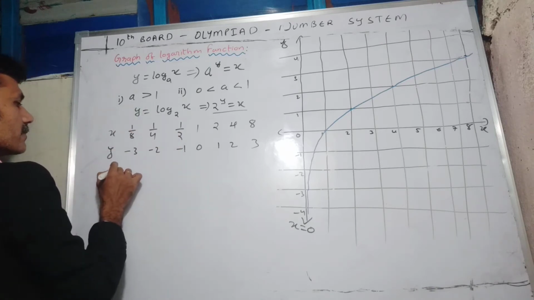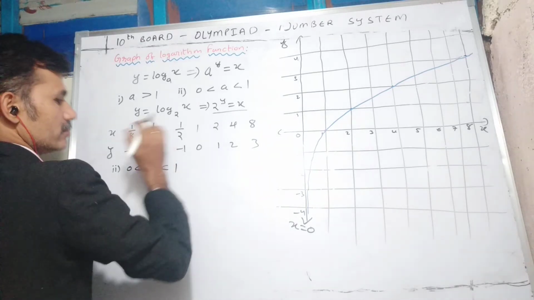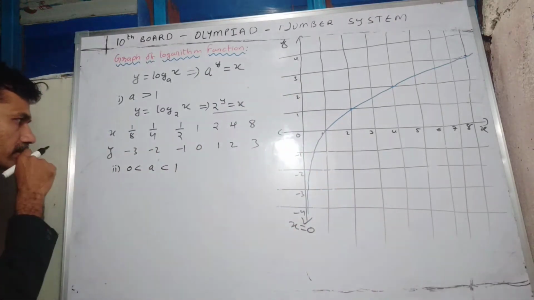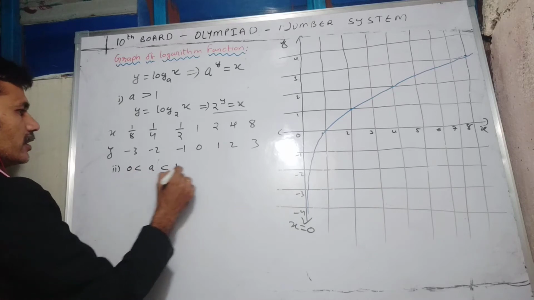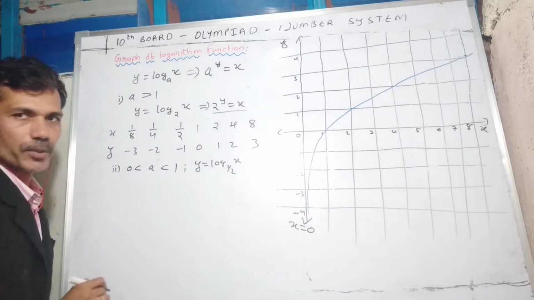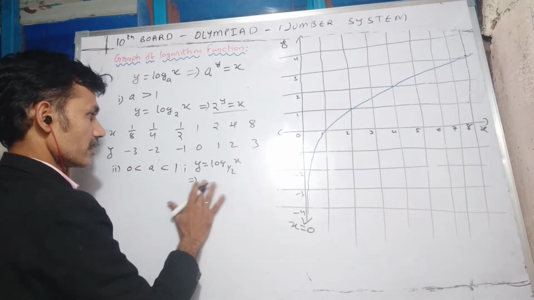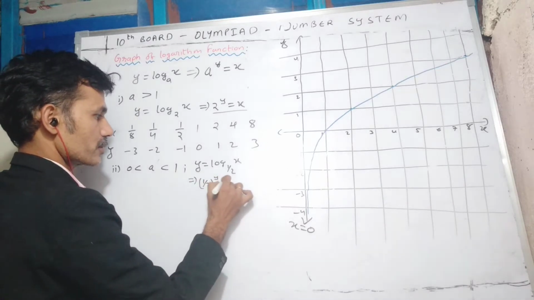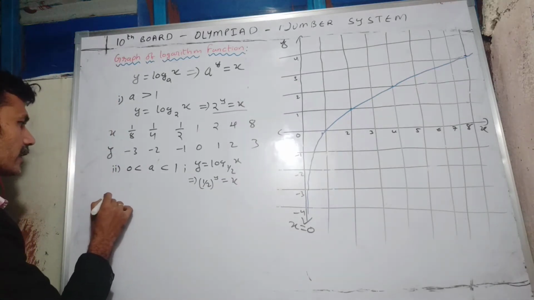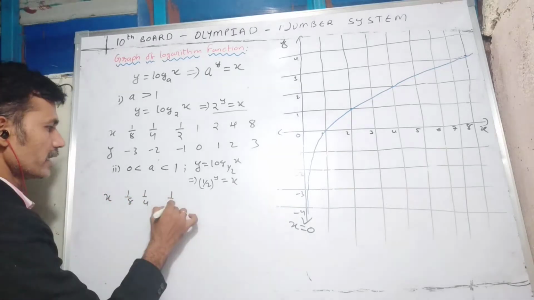Now I am doing the second case, 0 less than a less than 1. Now I will take the base as a proper fraction. What can I take? y equal to log base half. It is a proper fraction, no? That implies half to the power y is equal to x. Now we'll plot the points. Same x values I will take: 1 upon 8, 1 by 4, 1 by 2.